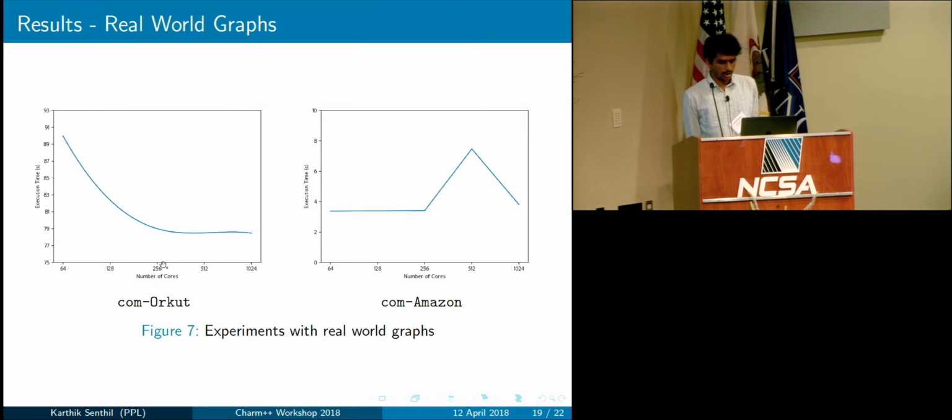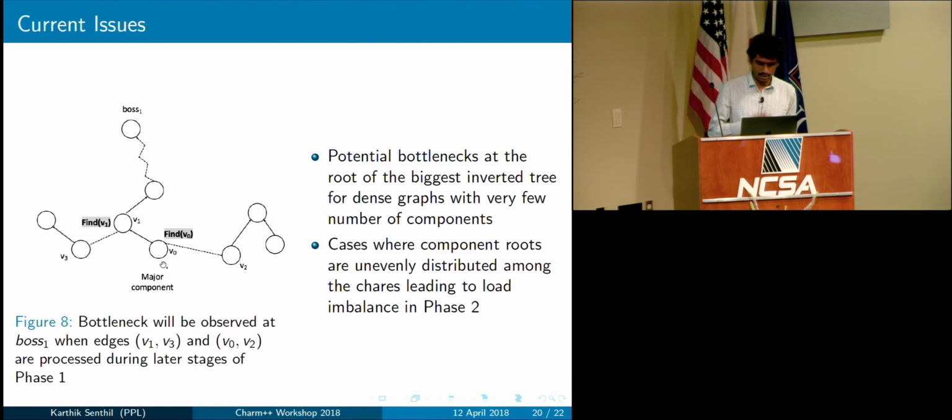So what we believe is that the irregular nature of some of these real-world graphs can lead to potential bottlenecks at some of the roots of your component. So consider the case when you have a very dense graph. One of your components that you're building is going to be really big, and the root of this component is going to face some potential bottleneck.